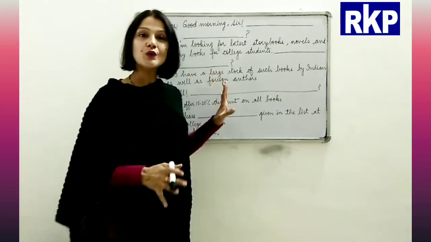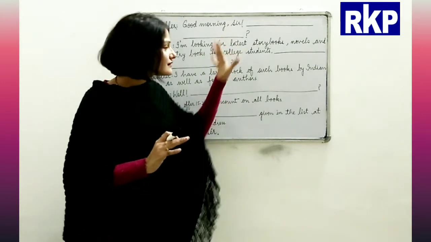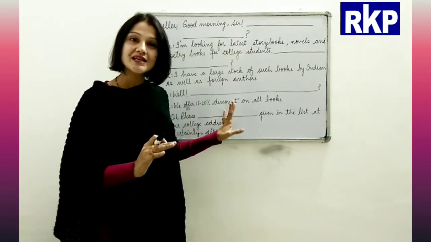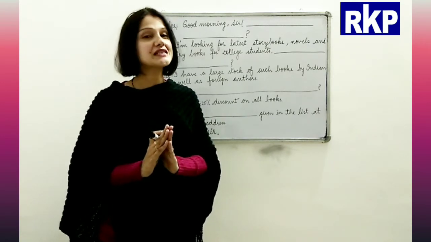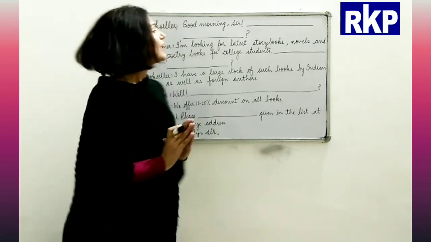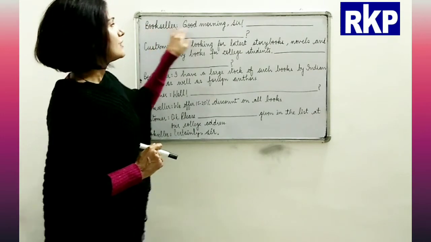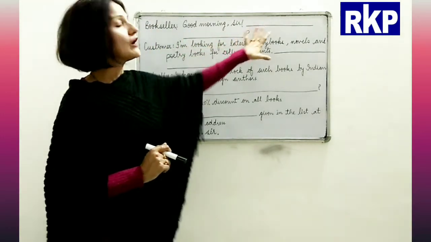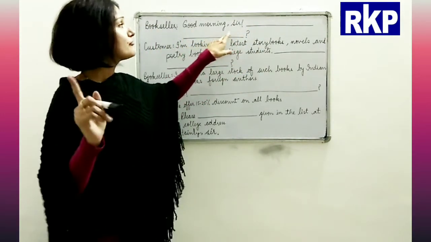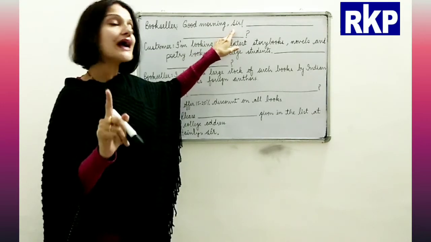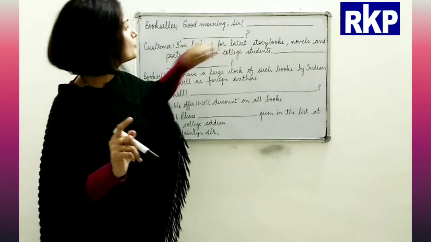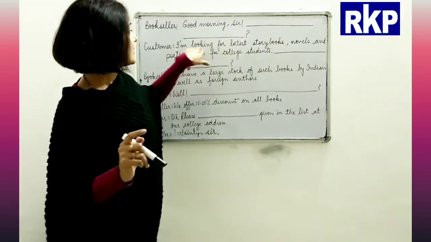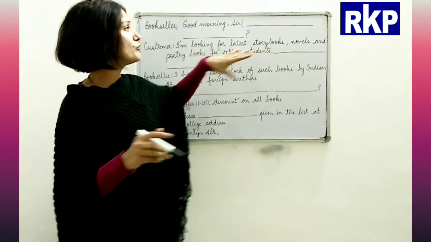Alright, so now we'll start with the conversation. We'll keep all those things in mind which we have just discussed. Bookseller: good morning sir. Now, blank space. So our first thing was, we'll look at the sentence before and after. So here it is, good morning sir, and I am looking for latest storybooks.